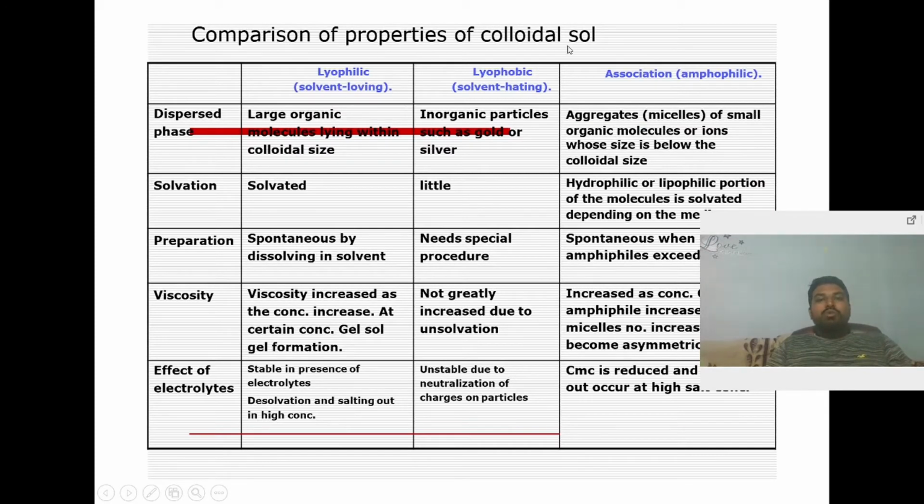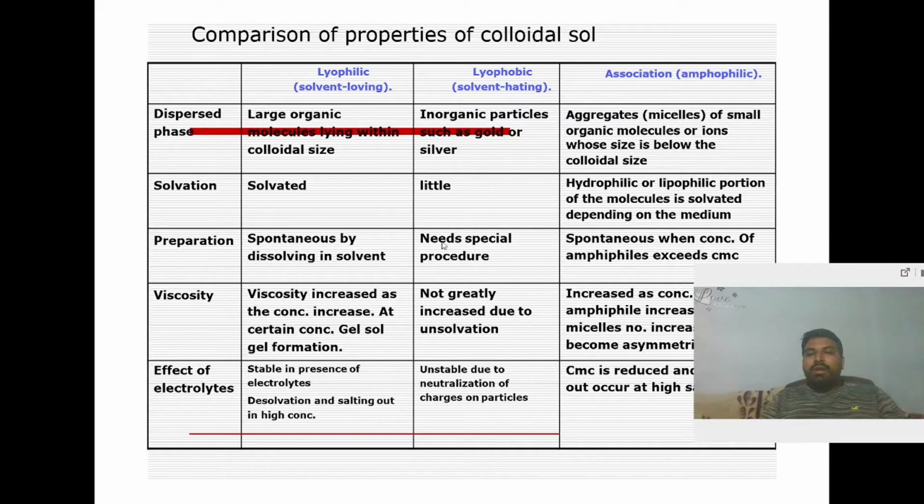This is a comparison of the properties of colloidal sols: their disperse phase, solvation, preparation, viscosity, and effects of electrolyte. The types are lyophilic, that is solvent-loving, lyophobic, solvent-hating, and association. The disperse phase is large organic molecules lying within colloidal size, inorganic particles such as gold or silver, and aggregates of small organic molecules or ions whose size is below colloidal size. Solvation: lyophilic are solvated, lyophobic are little solvated, and in association colloids the hydrophilic or lipophilic portion of the molecule is solvated depending on the medium.